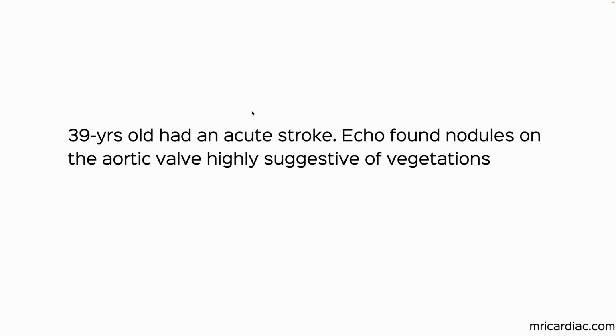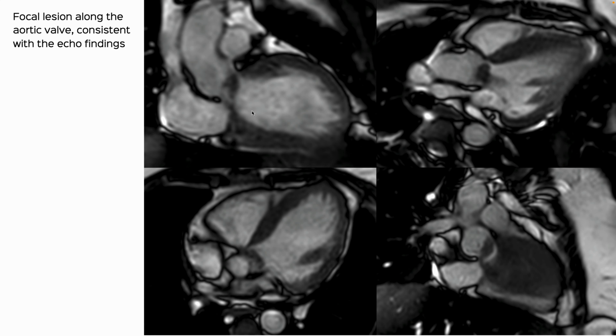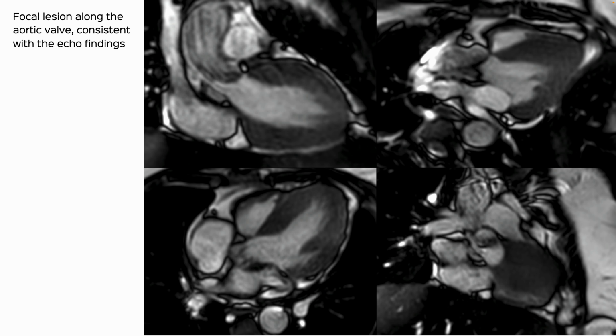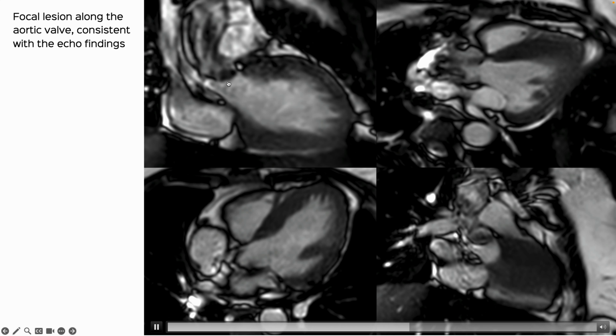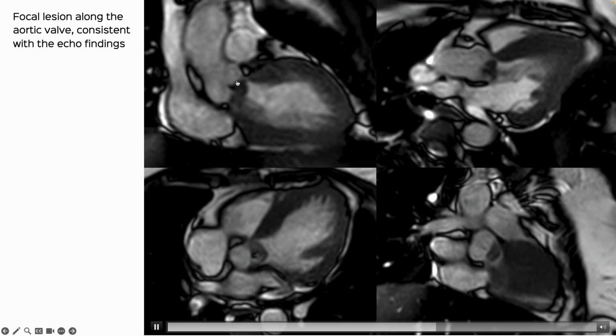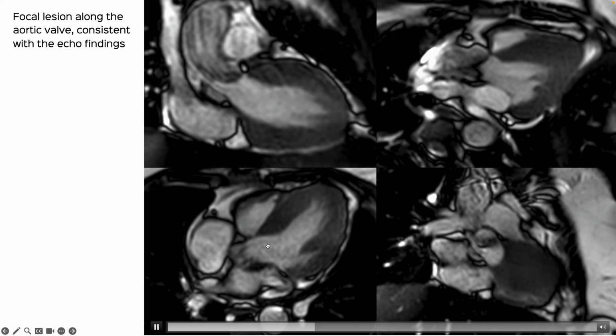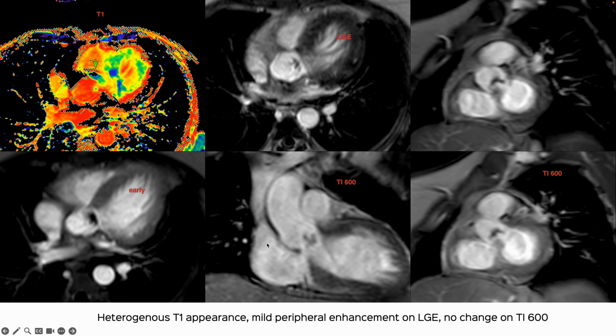Now, this is the next one. A 39-year-old had an acute stroke, echo found nodules on the aortic valve, highly suggestive of vegetations. And normally that's good enough. You can do a transesophageal echo if required. But they were not very sure of what was going on, so asked for the MR. And you can see this lesion here attached to the anterior mitral valve leaflet along the ventricular side, which is consistent with the echo findings.